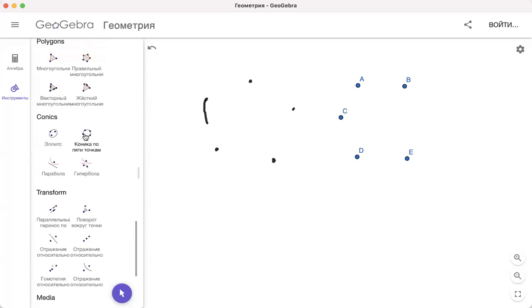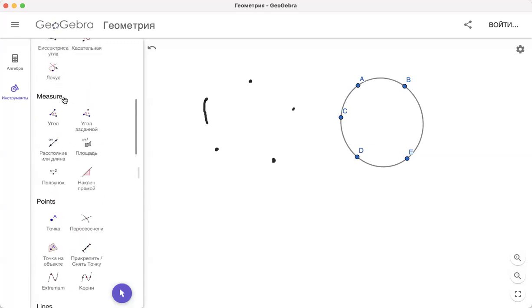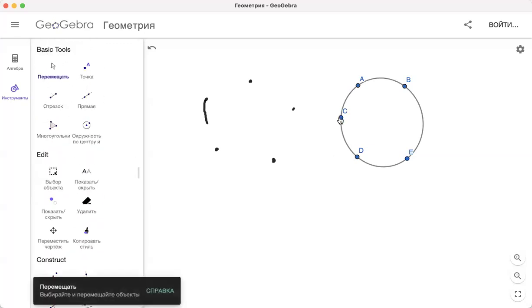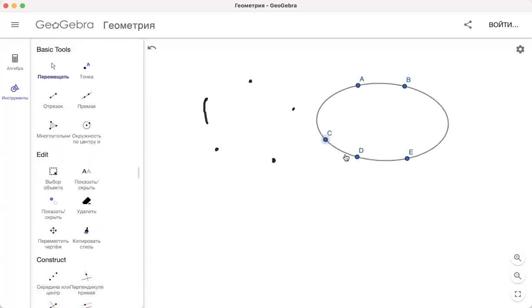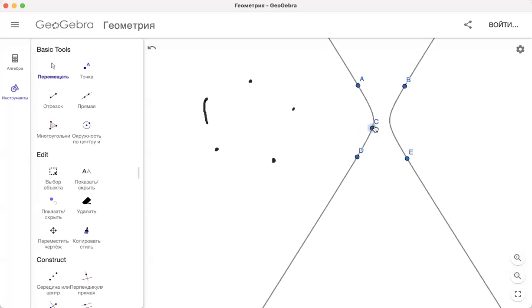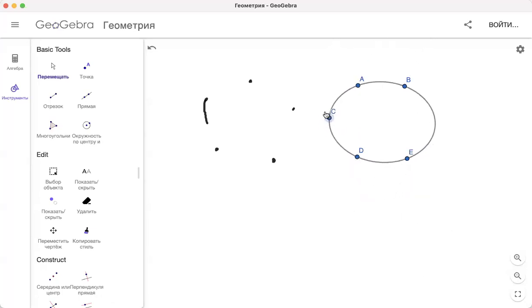For example, if you have 5 points in the plane, then you can draw exactly one conic passing through these 5 points. Maybe a hyperbola, ellipse, or parabola, or maybe it can be a pair of lines.